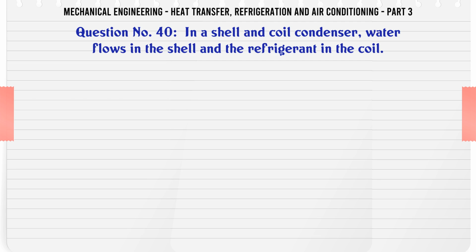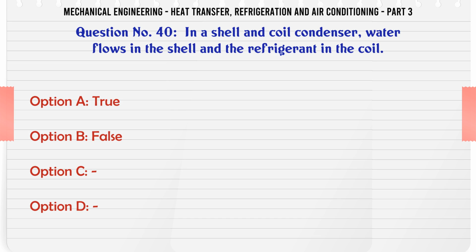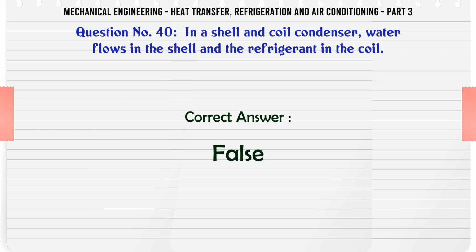In a shell and coil condenser, water flows in the shell and the refrigerant in the coil. A. True, B. False, C. D. The correct answer is false.